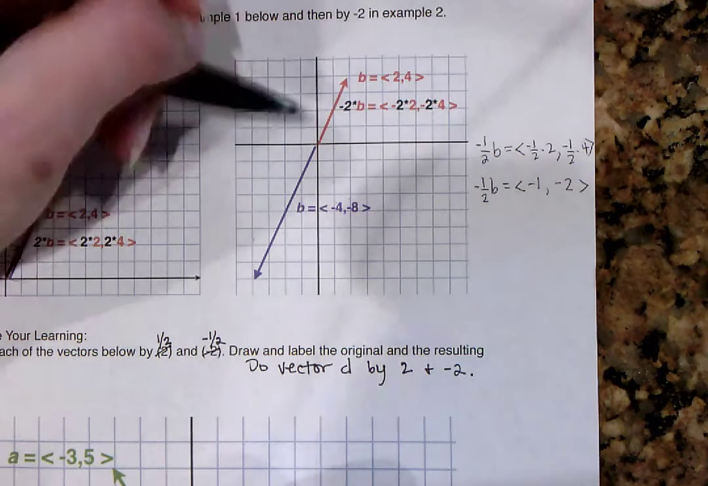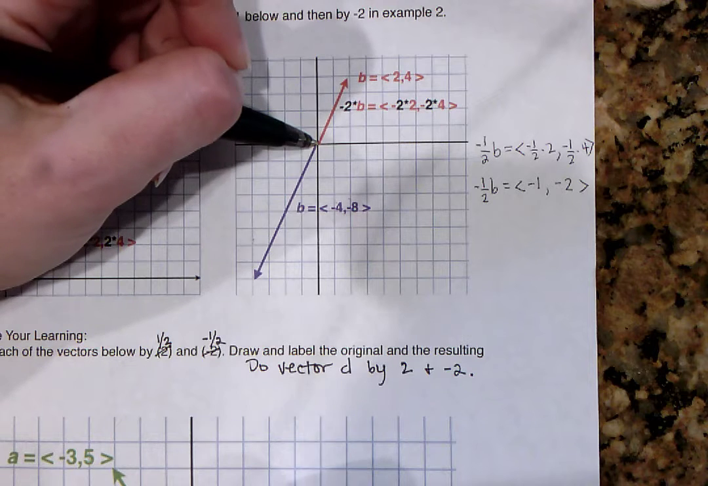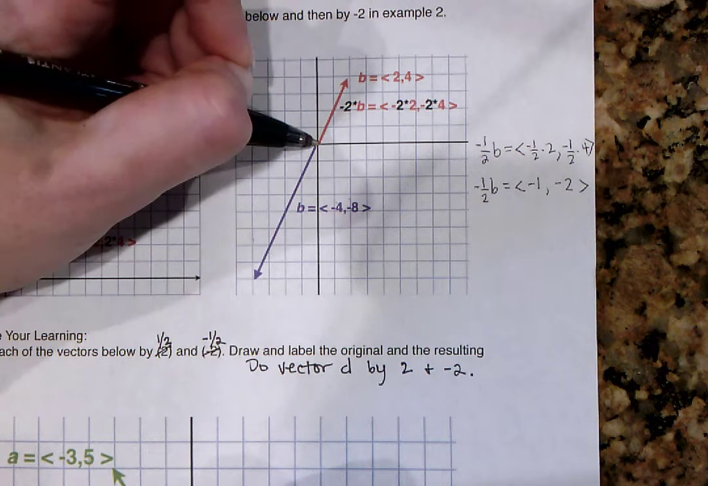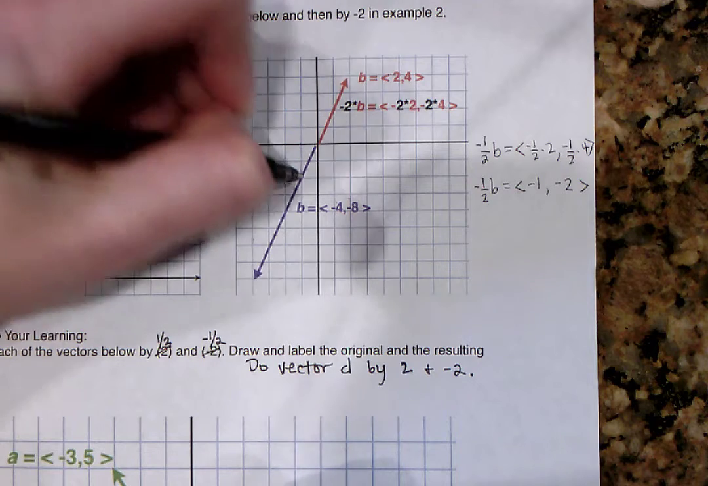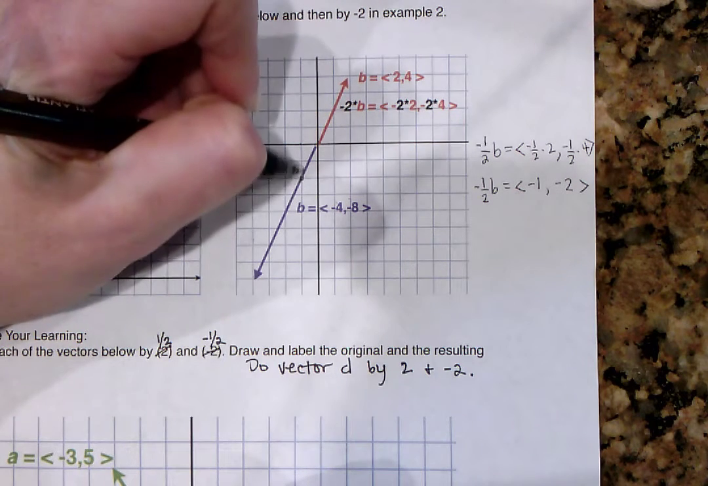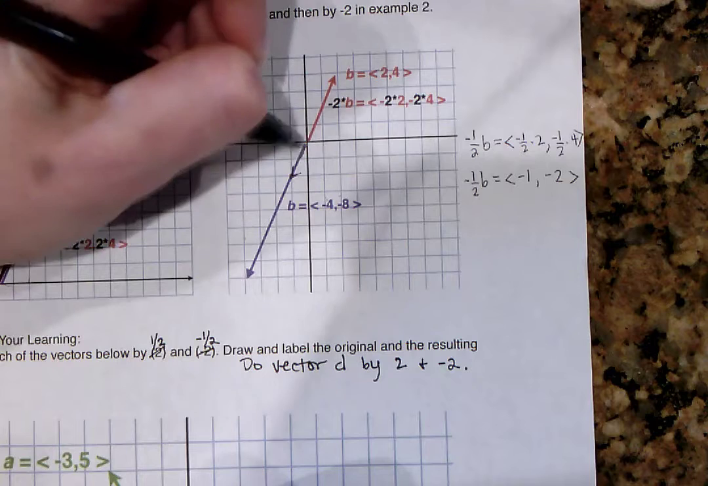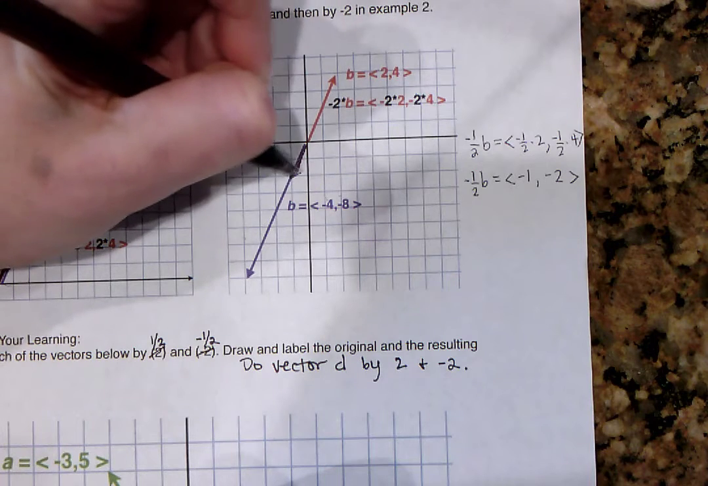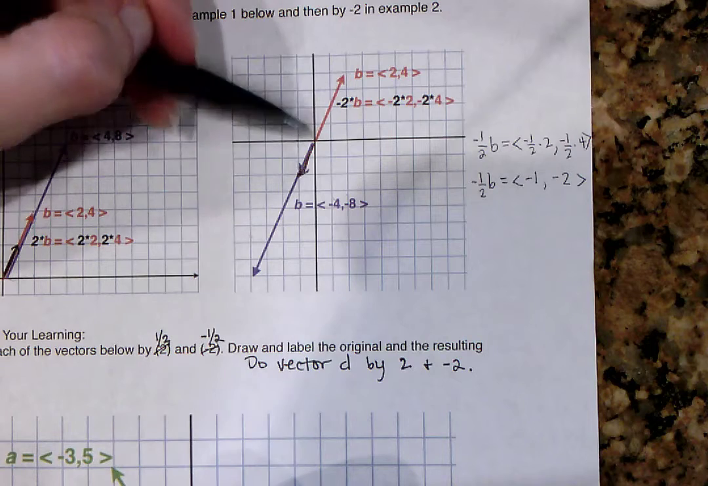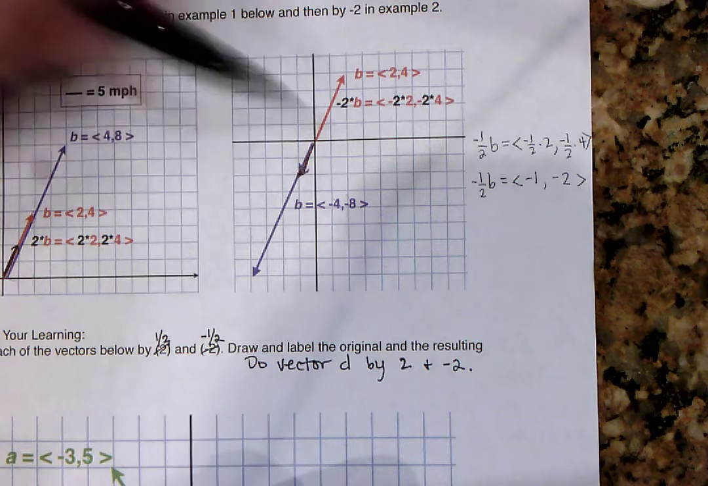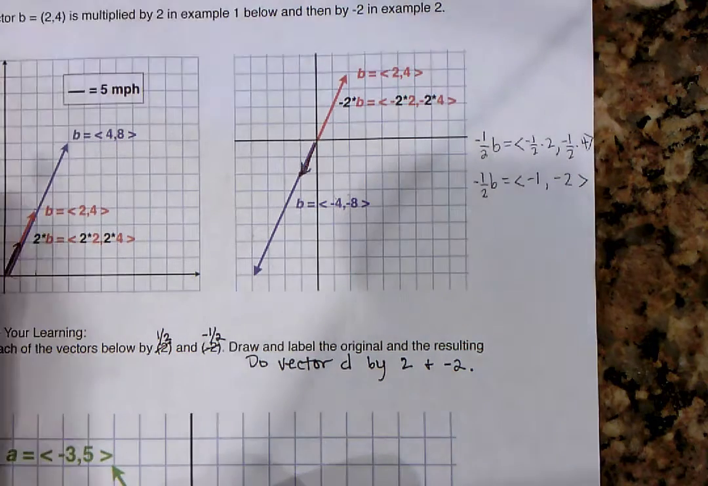So if I go on my graph here and I want to graph it, I go -1, go left 1, and down 2. And that's where my vector ends up. Notice now it's going in the opposite direction, but it's half of the length of the red vector. So that's how you're going to do these.